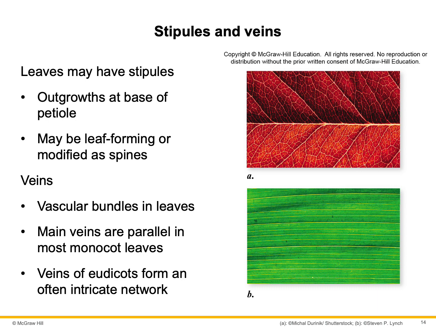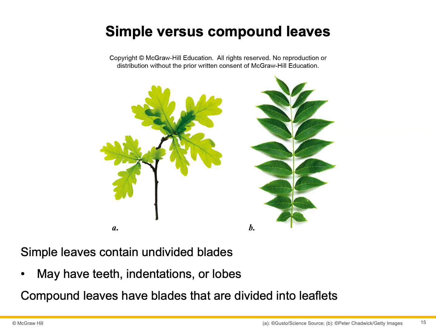Vascular bundles in leaves are called veins, and they contain both xylem and phloem. Main veins are parallel in most monocot leaves, as you can see in this picture. So leaf blades can be in different forms. In simple leaves, the blade is undivided.